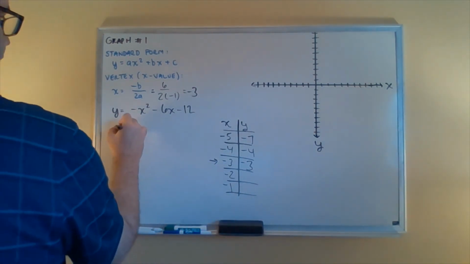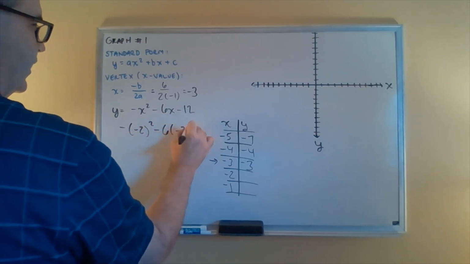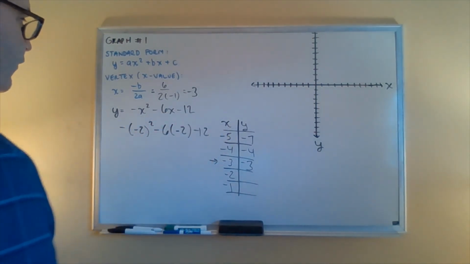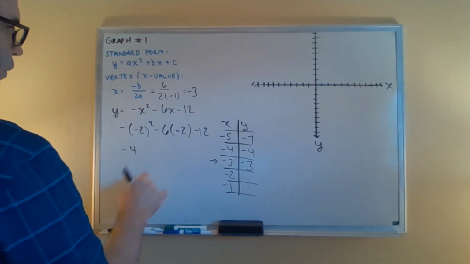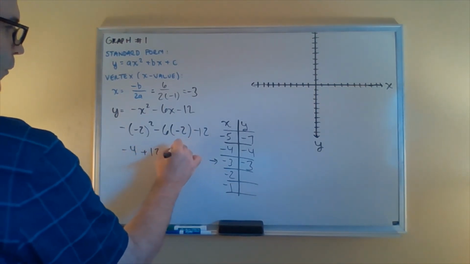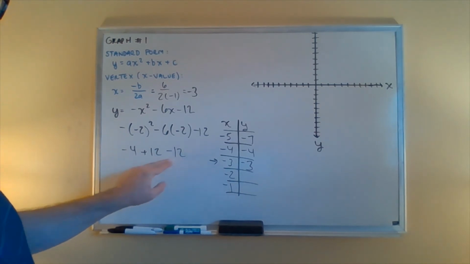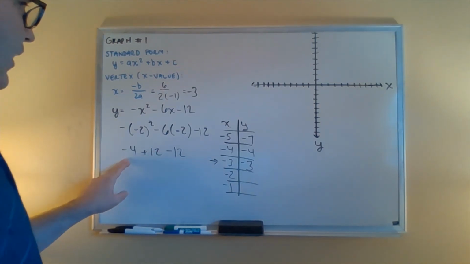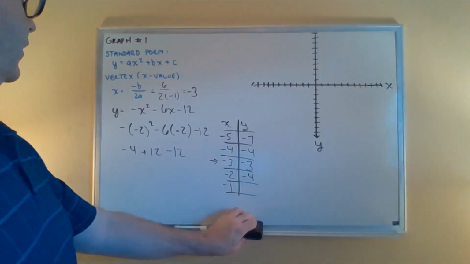We'll plug in negative 2 here. We're going to have the opposite of negative 2 squared minus 6 times negative 2 minus 12. So negative 2 squared is 4. We're going to take the opposite of that, so we'll have negative 4. Negative 6 times negative 2 is a positive 12, and finally minus 12. So our positive 12 and negative 12 cancel out, so we're going to have negative 4. So when x is negative 2, y is negative 4.